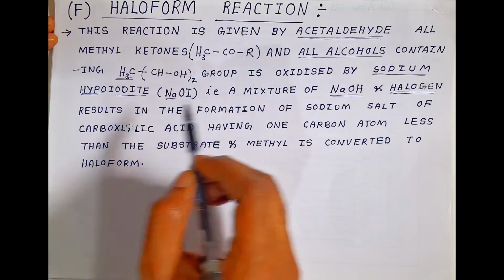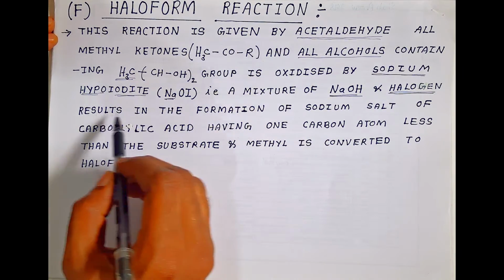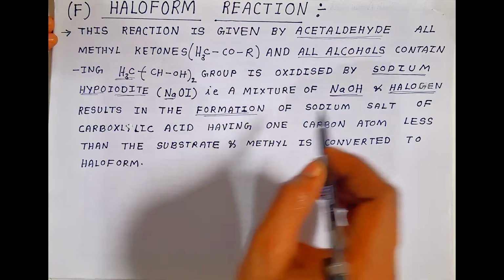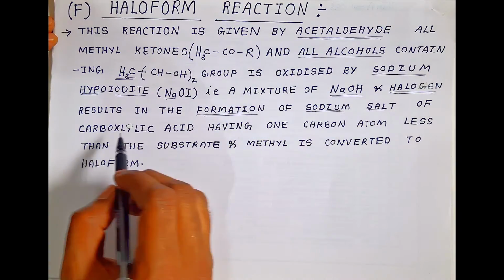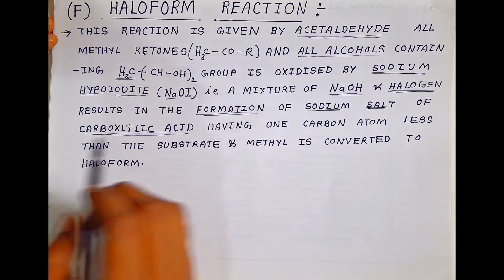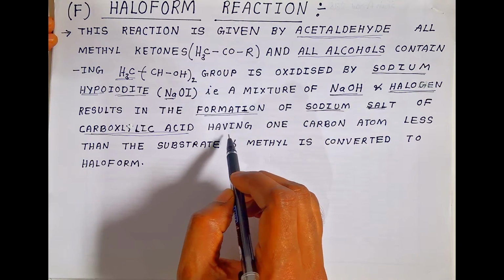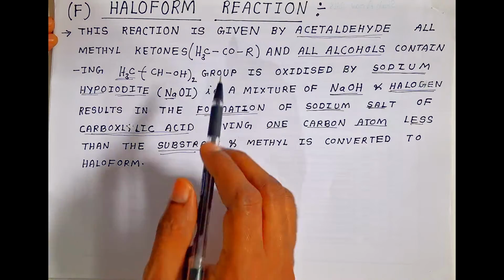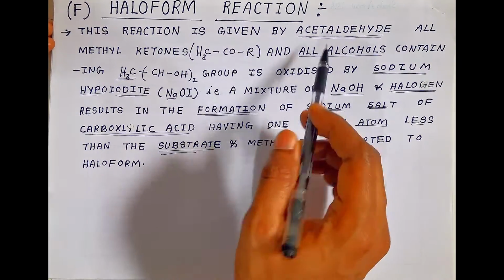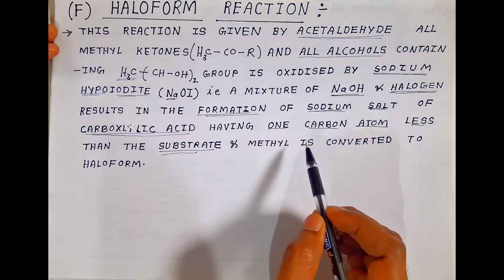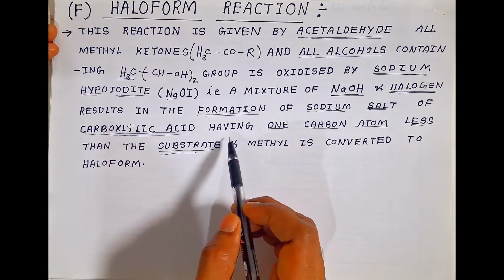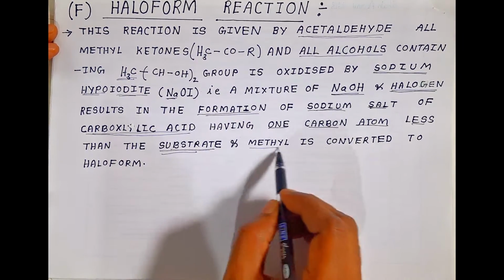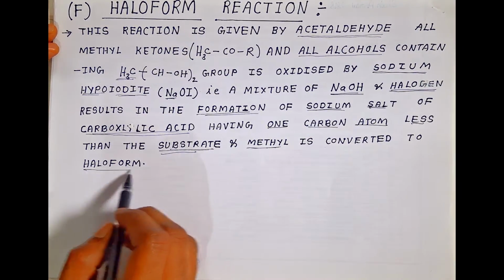Now students, this sodium hypoiodide oxidizes the substrate. Because of this students, there is a formation of sodium salt of carboxylic acid. Okay students, there is a formation of sodium salt of carboxylic acid having one carbon atom less than the substrate. Substrate means that is you have taken acetaldehyde. So acetaldehyde will act as a substrate. Formation of sodium salt of carboxylic acid having one carbon atom less than the substrate. Methyl, then the second part is that methyl is converted to haloform.